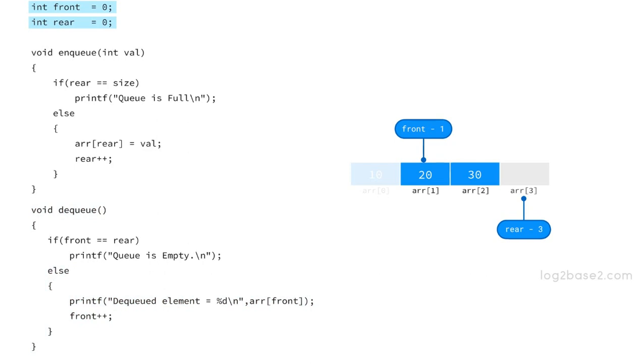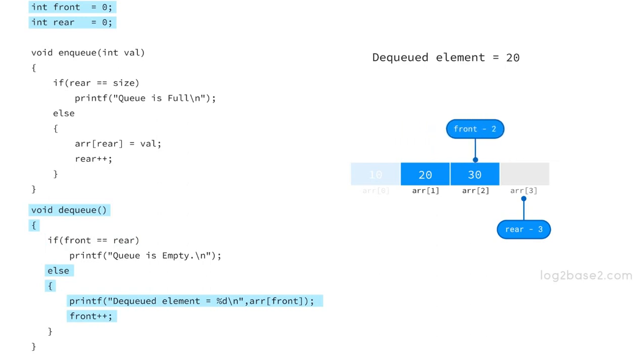Now let us perform another deletion. So we call the dequeue function again and we check if rear equal to front, but front equal to 1 and rear equal to 3 here. So the condition fails and we go to the else part and print the value at front, which is 20, and increment front, which will make 20 no more a part of the queue.